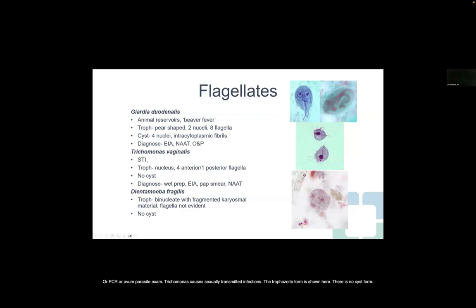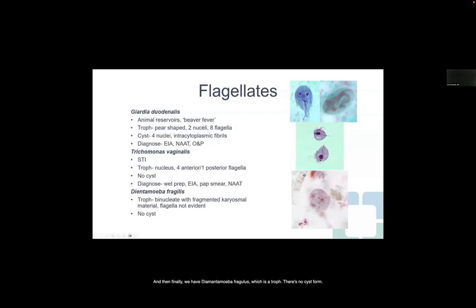Trichomonas causes sexually transmitted infections. The trophozoite form is shown here. There is no cyst form. It does have 4 anterior and 1 posterior flagella, and then a central nucleus there. It can be diagnosed by wet prep, but that's not sensitive enough. Most of the diagnosis today is made by PCR.